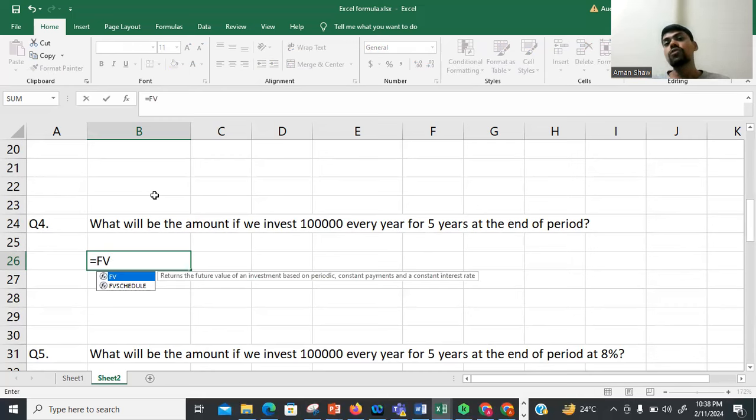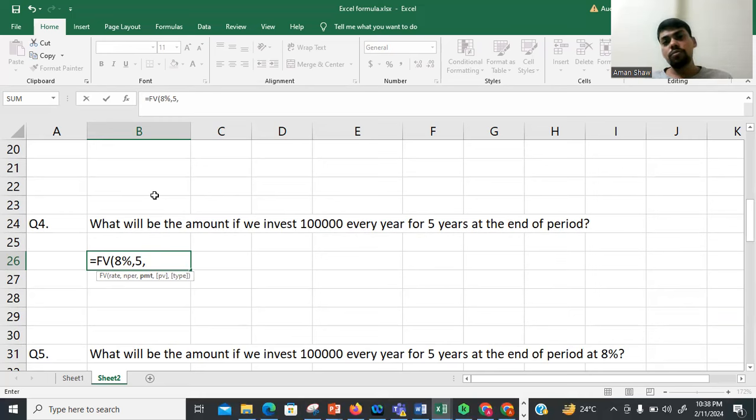You have to calculate the future value after a particular series of cash outflows. So future value, bracket open. Here the rate is not given, so let's consider it as 8%. Again, it is not a monthly investment. If we were investing 1 lakh rupees every month, I would have done 8% divided by 12. In this case, since it is not a monthly investment, I will use 8%, and number of periods will be 5.